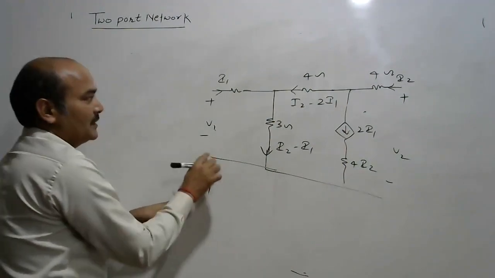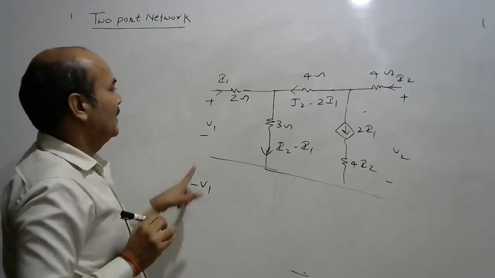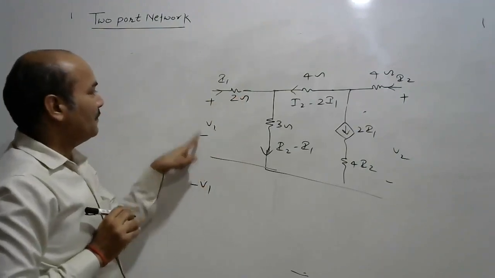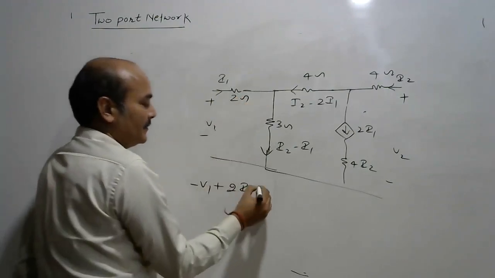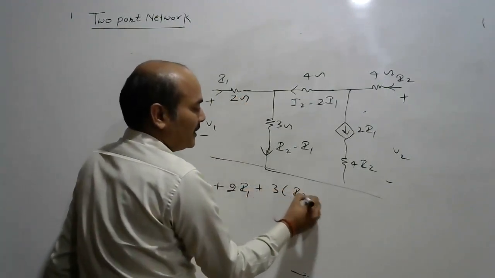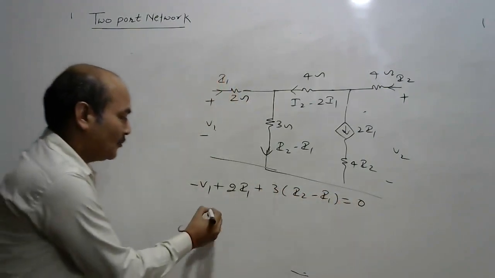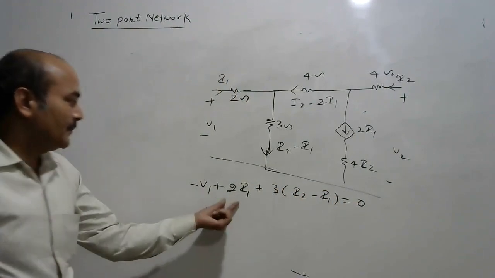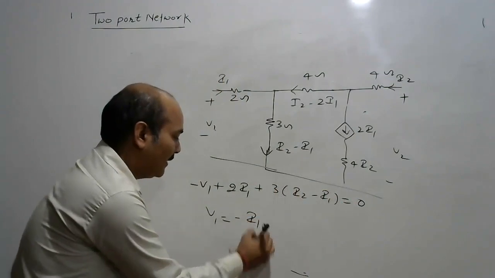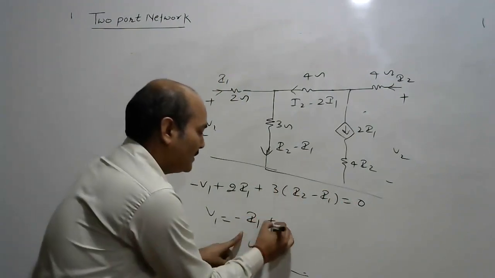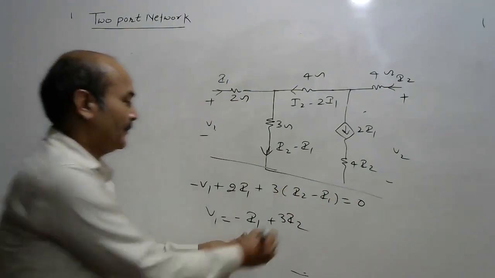So this is minus V1 and this resistance, suppose 2 ohm. Okay, so we are starting from here: minus V1 plus 2I1, plus 3 times (I2 minus I1), becomes equal to 0. So my equation becomes V1 is 2I1 minus 3I1. So the final value is minus I1 plus 3I2. Okay, so this is my first equation.